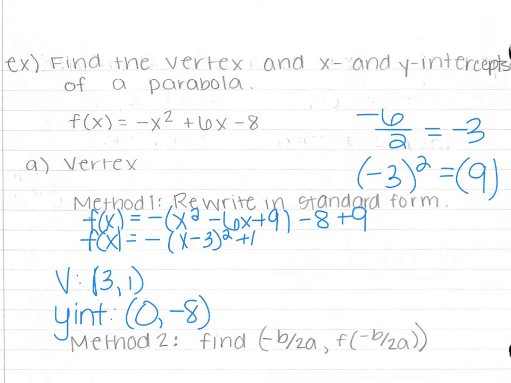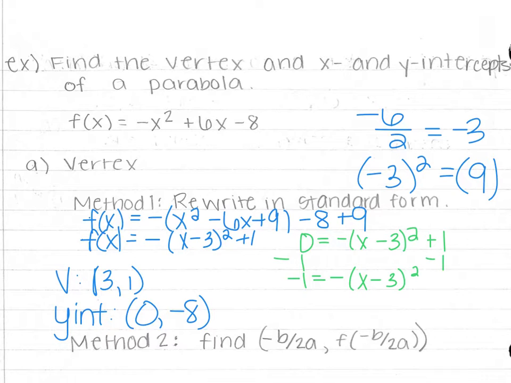you are looking for what makes this equal to 0. So we can solve for that. It's a little bit different of a solving process, so I'll work through this one with you. So we want our y value to be 0. So this is going to be equal to negative x minus 3 squared plus 1. If we subtract 1 from both sides, we get negative 1 equals negative x minus 3 squared.